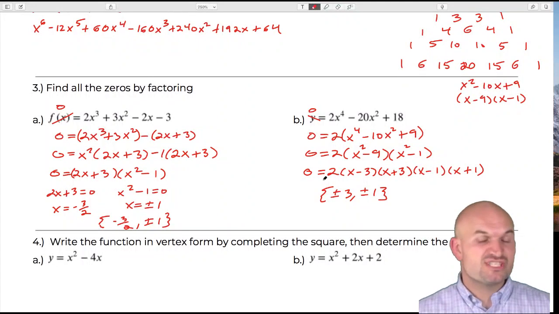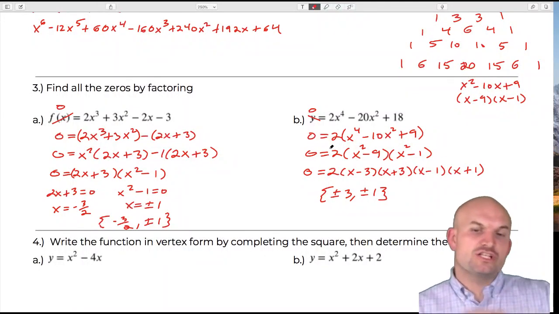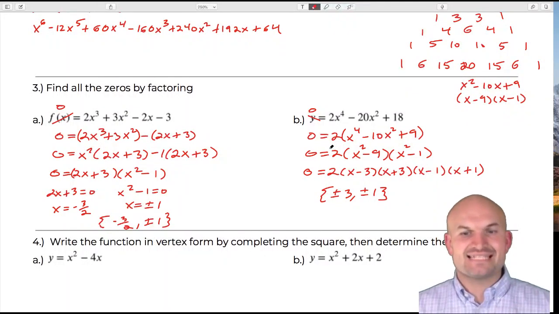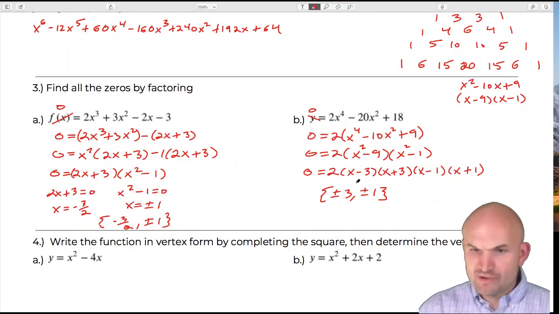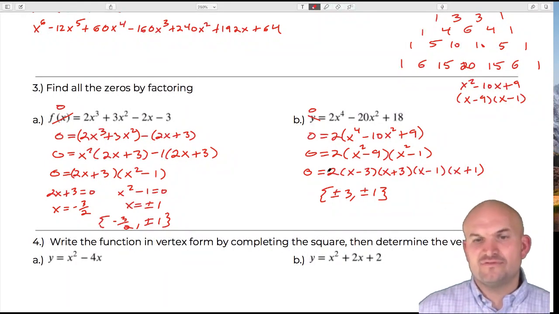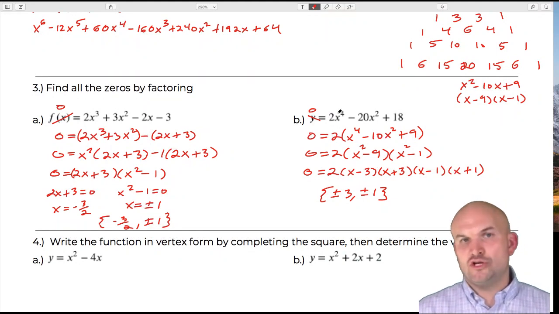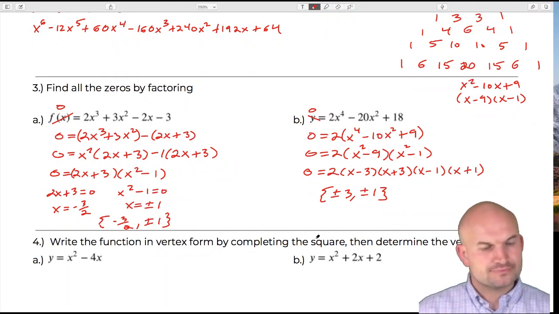All right, but 2 is just a scalar, right? That is just vertically stretching the graph. That is not adding an x-intercept to the graph. And again, it wouldn't make sense to have a 5x intercept for a polynomial that's raised to the 4th power.